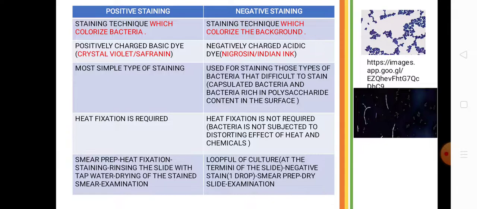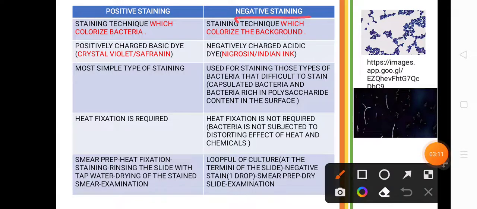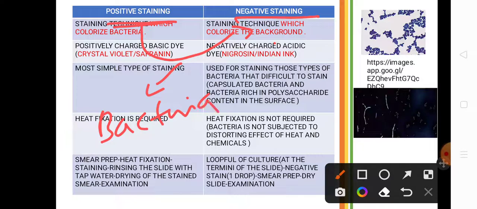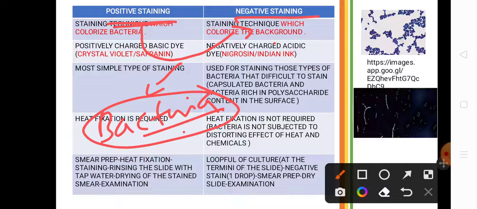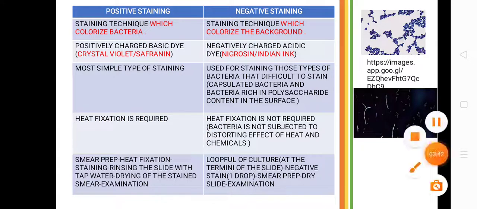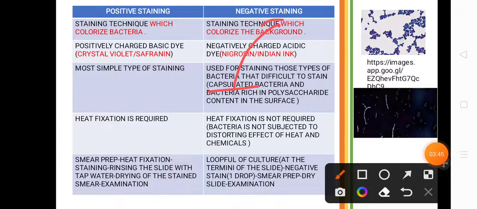Okay, so why are we using negative staining? As I have told you, the bacteria which cannot be stained in positive staining can be stained with the help of negative staining. For example, bacteria that have a large amount of polysaccharide on their surface can be stained by negative staining, because remember, in negative staining the washing process is not required much, and this is very useful to stain bacteria having polysaccharide on their surfaces. Again, capsulated bacteria can also be stained with negative staining.